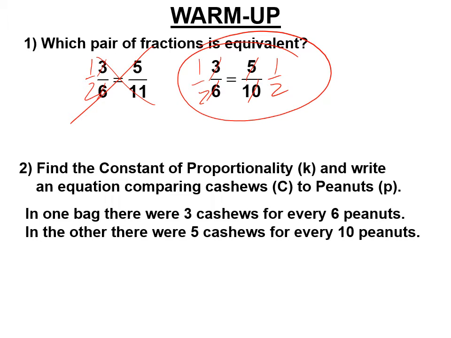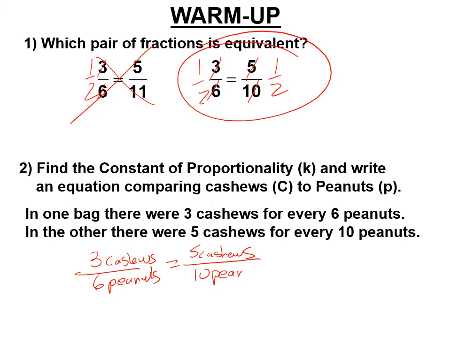Find the constant of proportionality and write an equation to compare cashews to peanuts. In one bag, there are 3 cashews for every 6 peanuts. This is the same exact math as the one above it. We're just reminding you from early in the year. 5 cashews for every 10 peanuts. And so we would say the constant of proportionality, because they both have the same K, is 1/2.